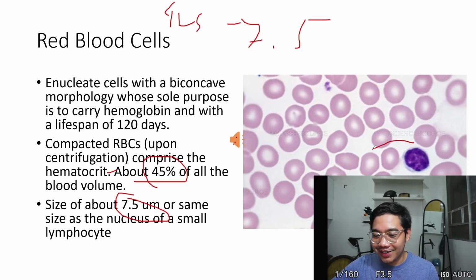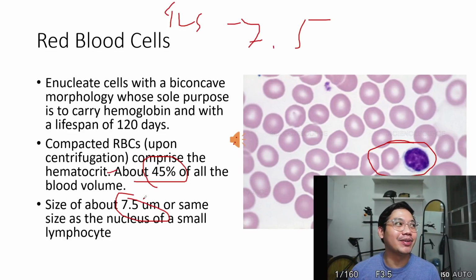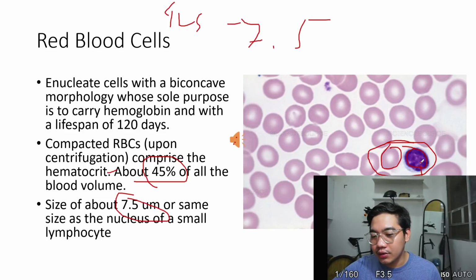But the most reliable, well, not necessarily reliable, this is the most apparent and most commonly used comparison to the RBC to say if it's a normal size: you compare it with the nucleus of a small lymphocyte, no? So this is a lymphocyte, no? It's just one big nucleus and a very scant cytoplasm. So this is the small lymphocyte.